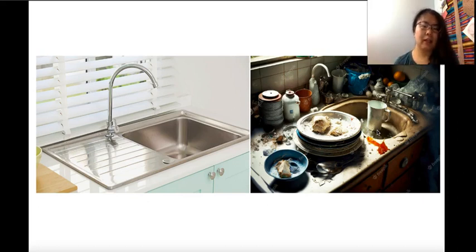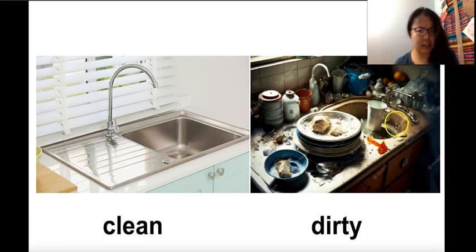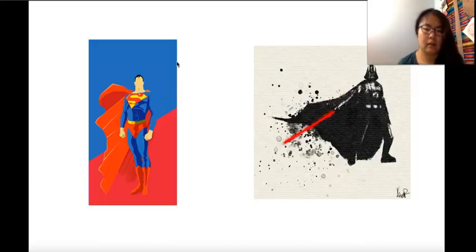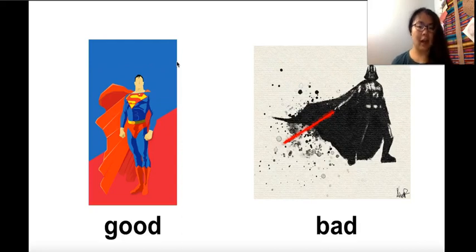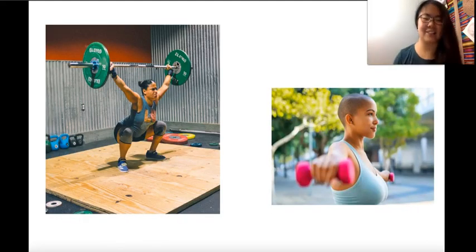All right, moving on, we have clean and dirty, right? The sink is clean. I just did all my dishes. My sink is clean. And before I did my dishes, it looked kind of like this, right? Dirty. Moving on, we have good and bad, right? Superman is a good guy. Darth Vader is a bad guy. Well, he's misunderstood. You could say that, but that's not really an opposite.